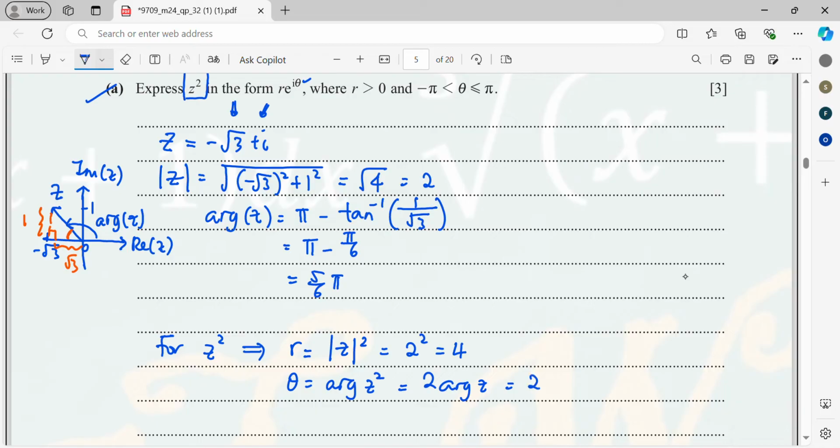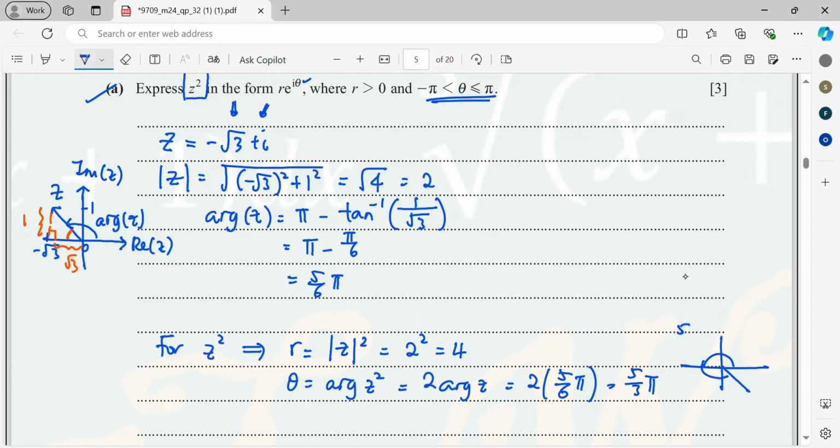Okay, so it will be 2 times 5 over 6 pi. And then from here, I will be getting 5 over 3 pi. But now look at the interval. The interval is between minus pi and pi. Maximum is pi. But now here I'm getting 5 over 3 pi, which means, okay, this is 1 pi. So 5 over 3 pi is in the 4th quadrant.